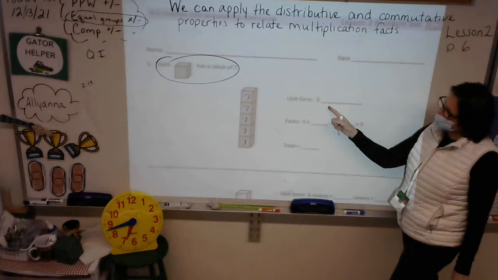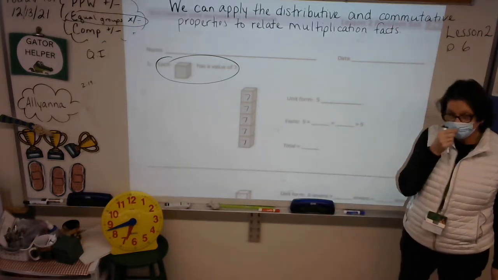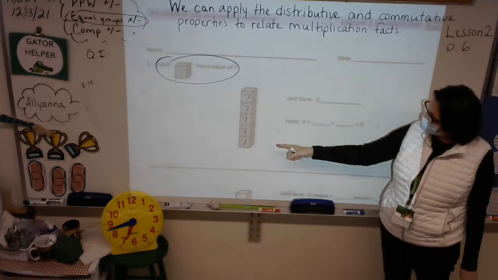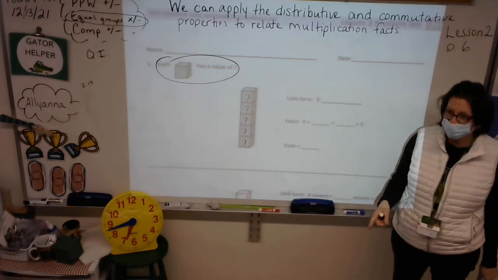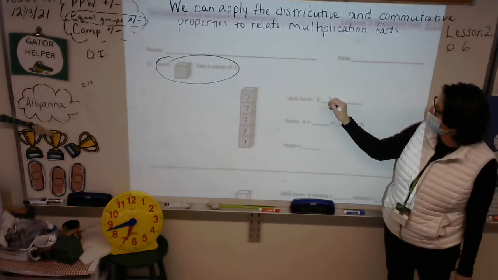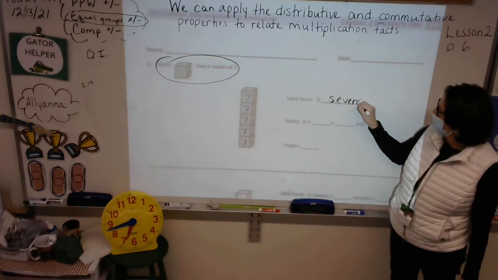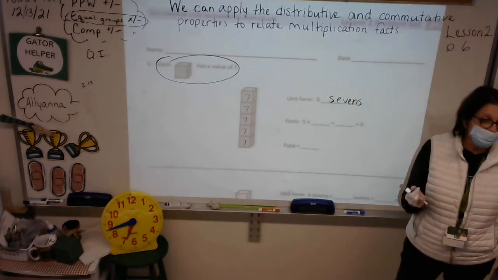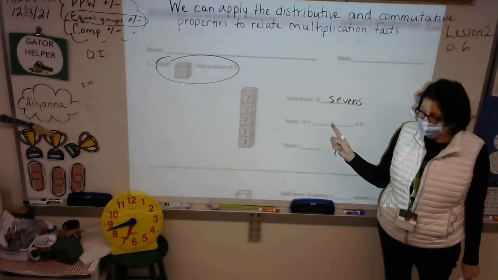And now they want us to write in unit form how many 7s we have. Well, we've got 1, 2, 3, 4, 5. How do we write that in unit form? We use the word, don't we? We have 5, and the unit we're counting is 7s. Now, let's change to fact form, because we're not always going to want to write in unit form.